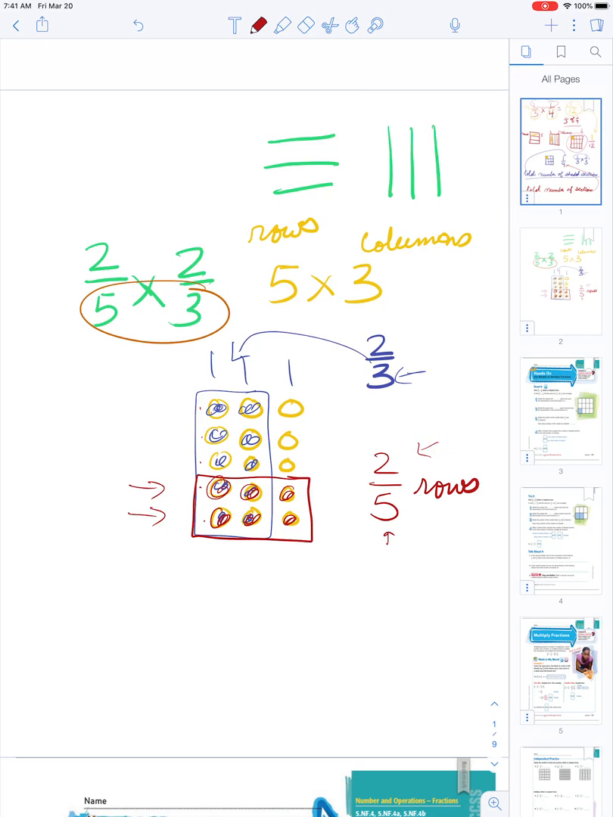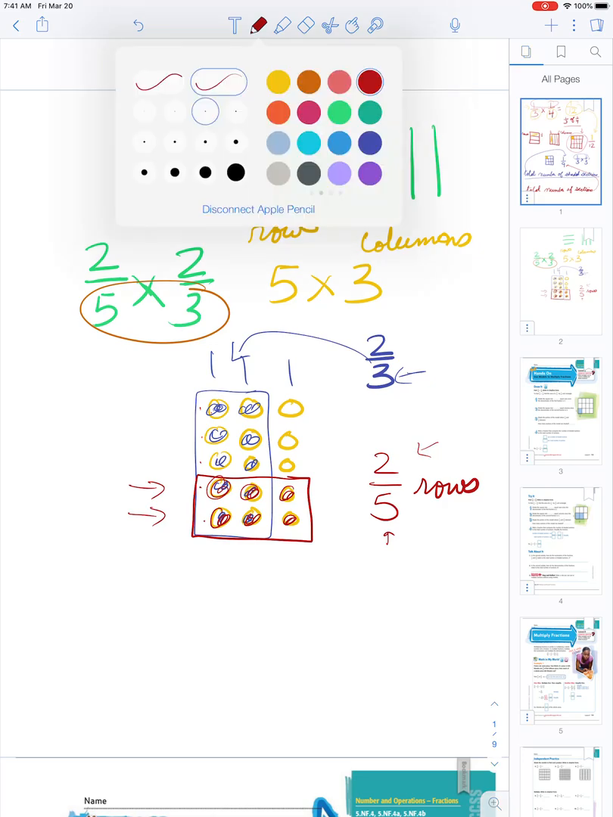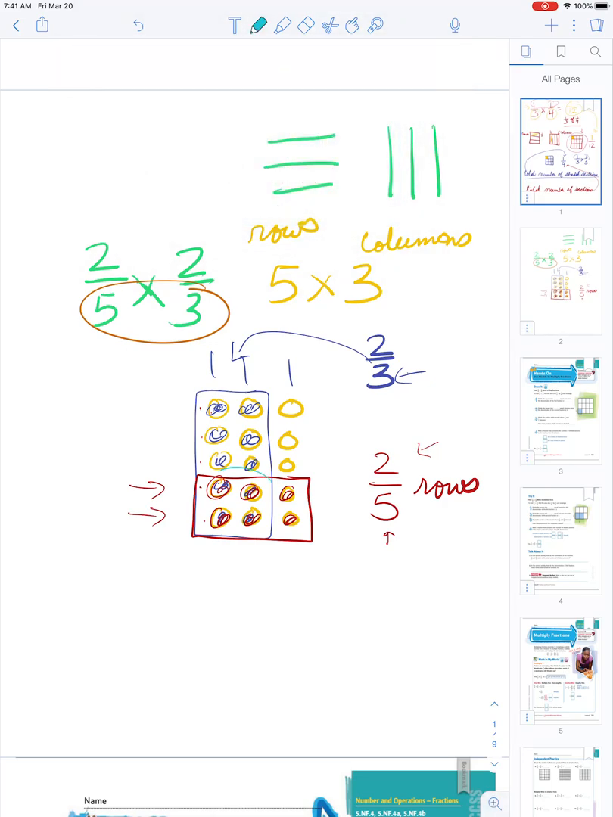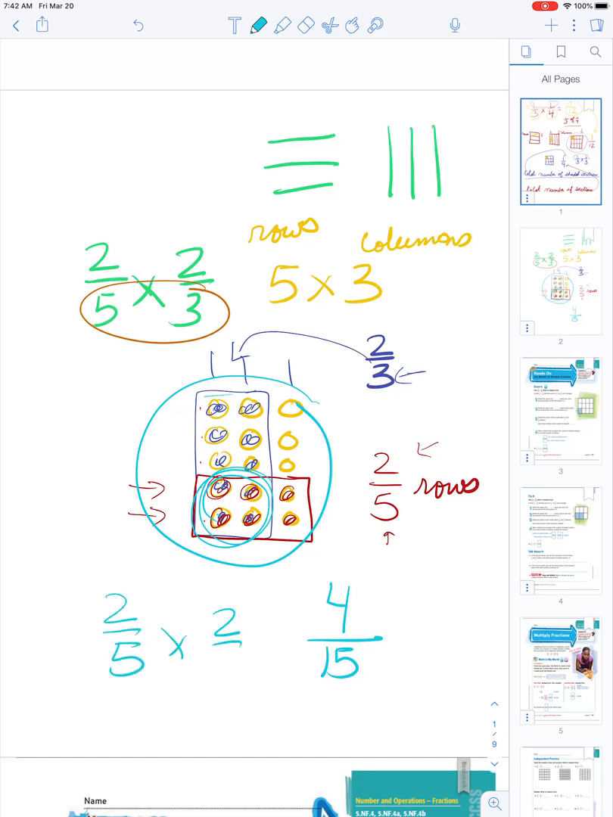And the part that is covered in both red and blue and yellow is this section right in here. So how many total parts, how many total pieces, how many total tiles did I create this array out of? It was 15. That is my denominator. And how many of those have a red, a blue, and a yellow in them? Well, I count 1, 2, 3, 4, and that is my numerator. So 2/5 times 2/3 is equal to 4/15.